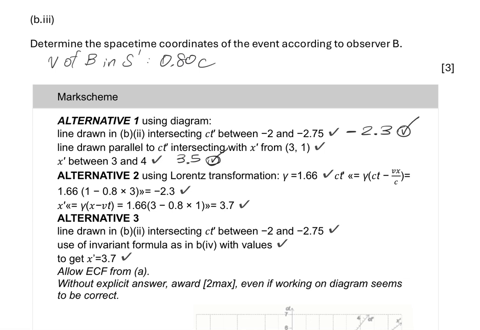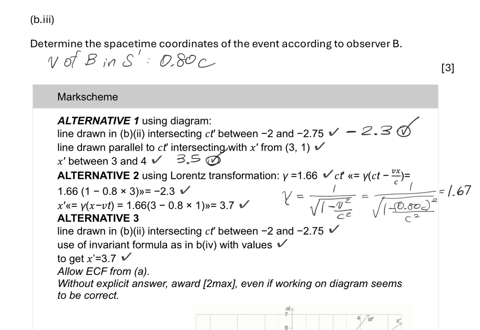They said alternatively, you can use the Lorentz transformation where they calculated gamma. Again, as a reminder, the formula for gamma, as given on the data booklet, is 1 over radical 1 minus v squared over c squared. And when you run that all together, you get 1.66666 or 1.67, depending on how you round it.